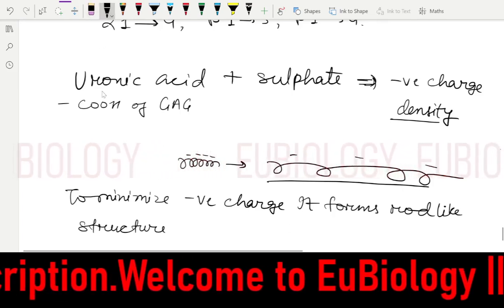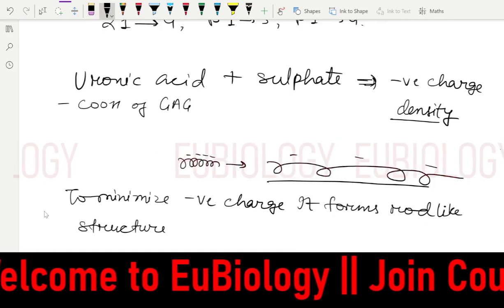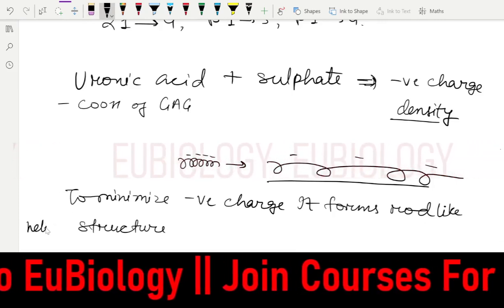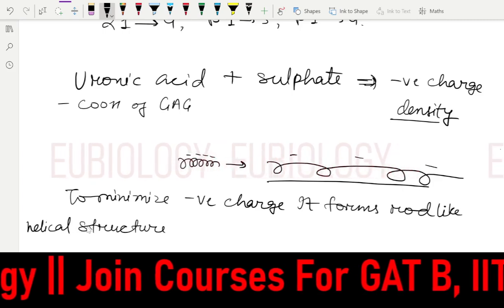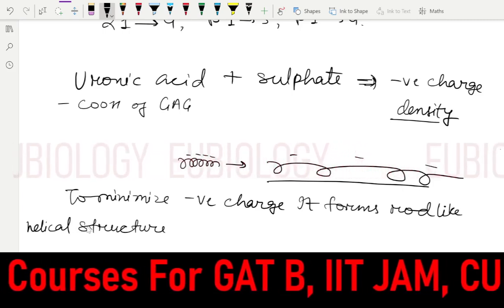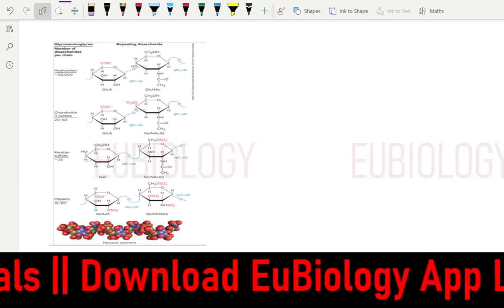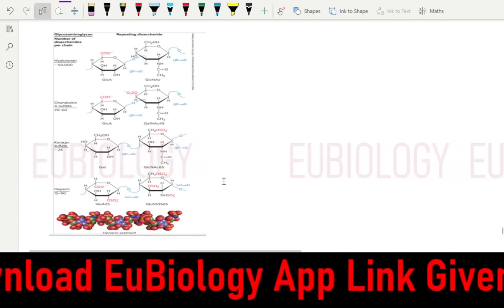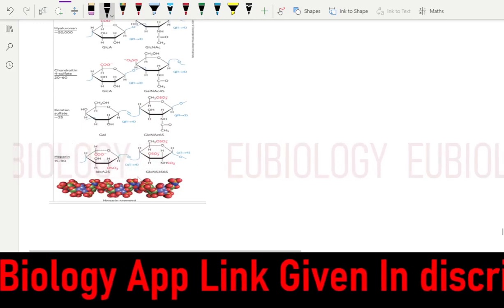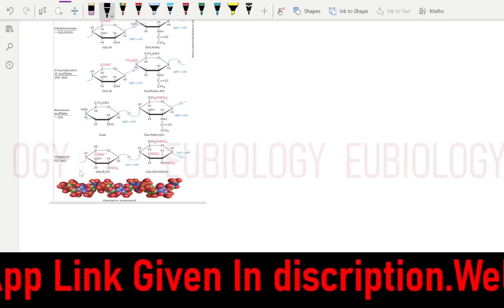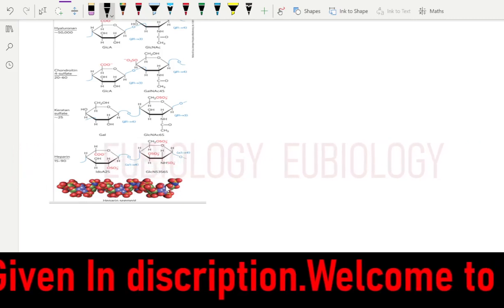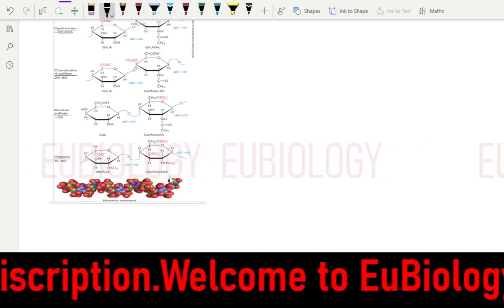Okay, helical structure. Now I am going to show you the picture here. So it forms this type of structure which is represented here. That is a heparin segment. So this type of structure you will get here if the sulfate is binding.